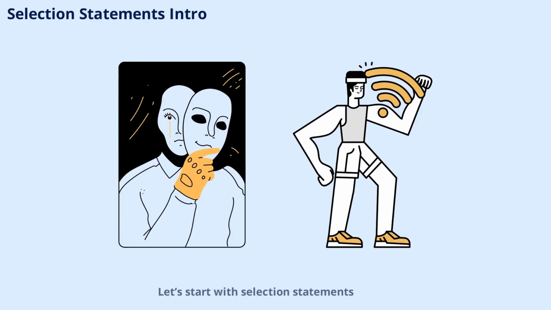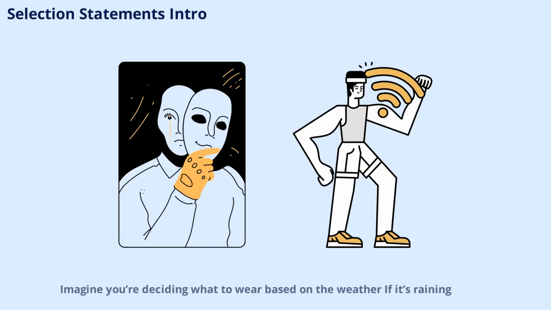Start with selection statements. These are like forks in the road. Your program can choose which path to take based on certain conditions. In Java, the most common selection statements are if, else, and switch. Imagine you're deciding what to wear based on the weather. If it's raining, you grab an umbrella. If it's sunny, you wear sunglasses. That's exactly how selection statements work in code. Let's see how Java the robot uses them in action.